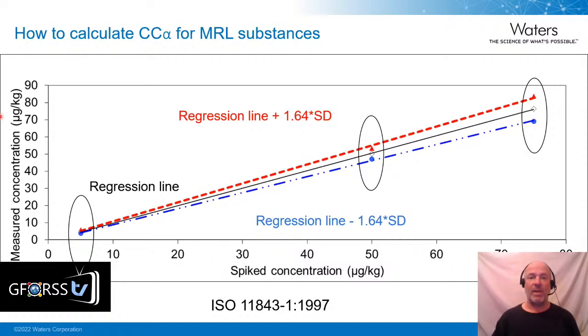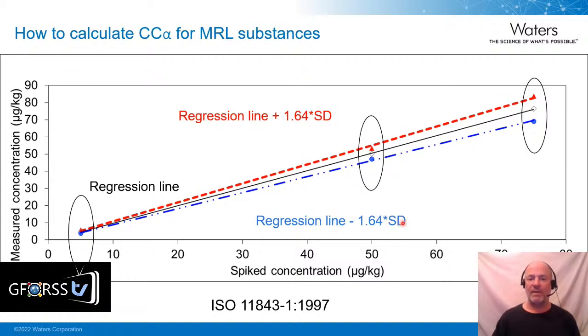So we've got the measured concentrations on the y-axis, and we've got the spike concentrations on the x-axis. And here I've just displayed the mean values for simplicity. And then we have a series of regression lines through the data. So we have the black line here is the regression line for the mean, and then we plot a regression line plus the standard reproducibility of the data and a regression line minus the reproducibility of the data.